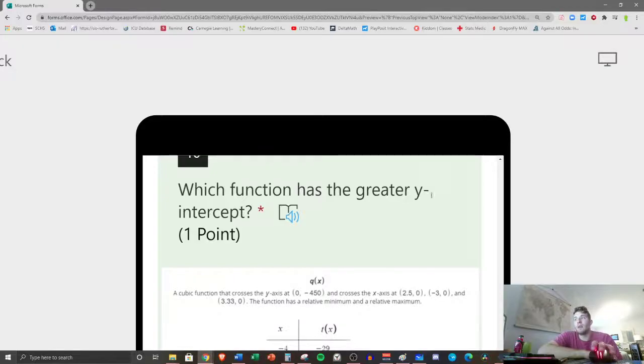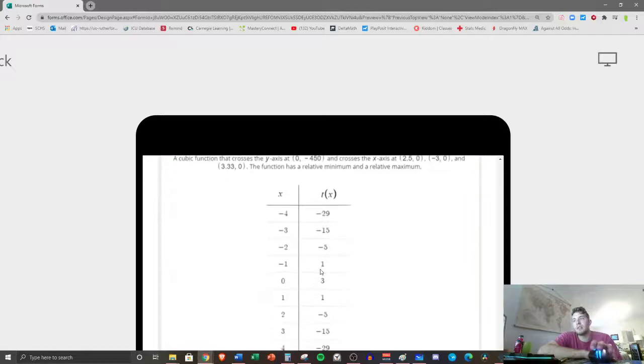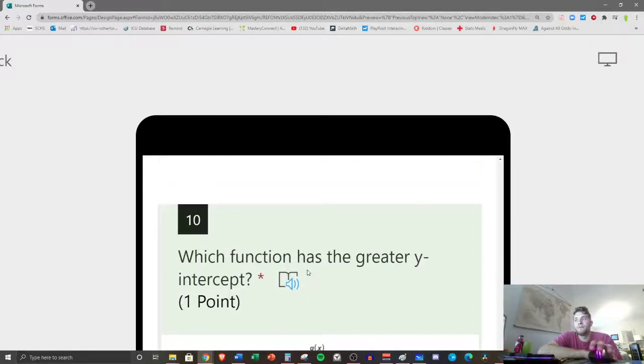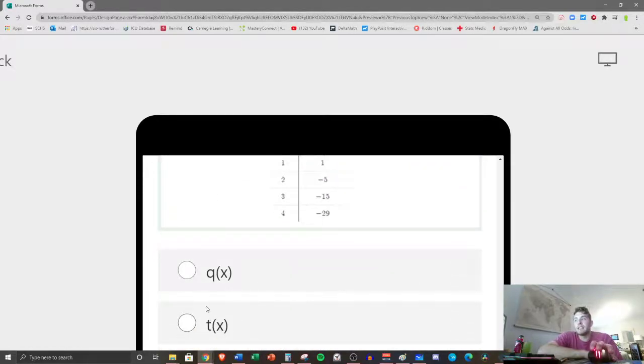All right, number 10, which function has a greater y-intercept? So the cubic function crosses at -450. That's all we care about is this y where it crosses, so y-intercept. And then this one has a y-intercept at 0.3. So technically, t of x has a greater degree.